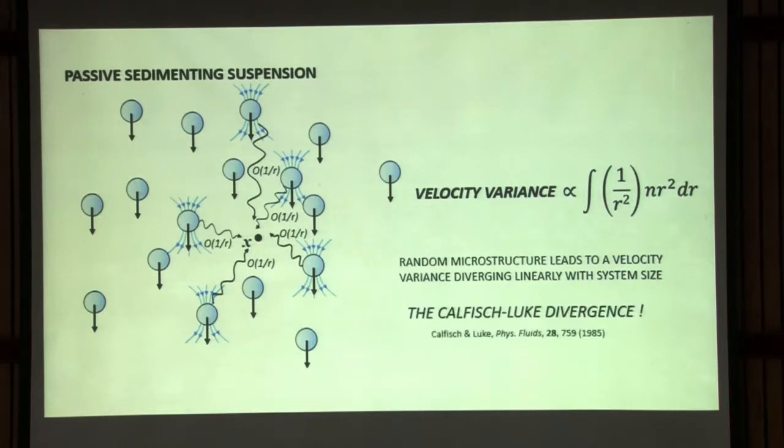So this was pretty famous. It's the Caflisch-Luke divergence, where Caflisch and Luke found this first in 1985. And there were a series of articles trying to explain it. Now, this is important because you can see that the system size dependence, which we observed in simulations for swimmers, comes from the 1/r velocity field.